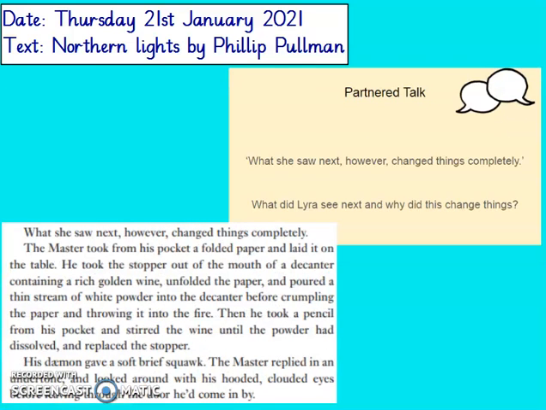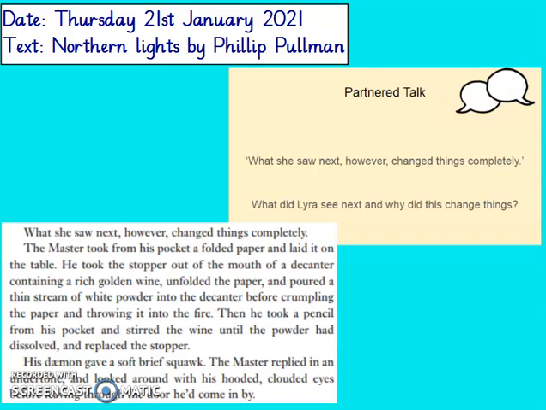Let's have a look at this one. What did Lyra see next, and why did this change things? The extract says, what she saw next, however, changed things completely. So because it says what she saw next, we need to read ahead of this sentence. So let's have a look.